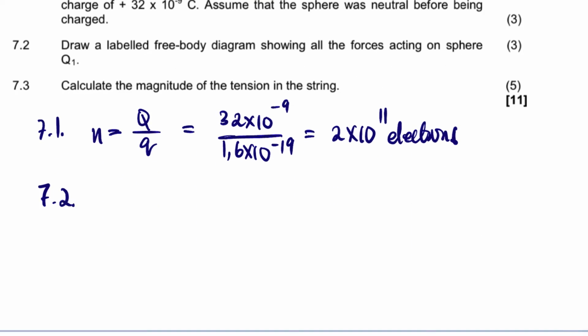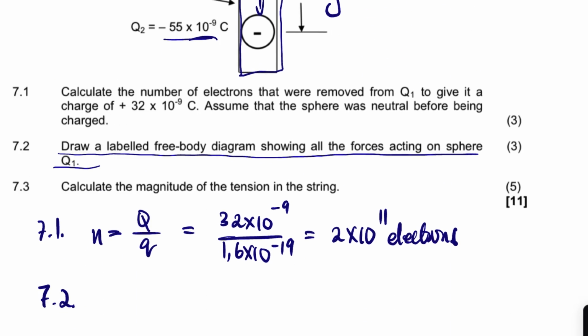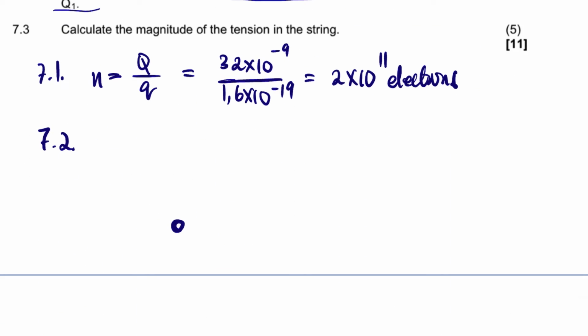Then 7.2, it says draw a labelled free body diagram showing all the forces acting on sphere Q1. As I've mentioned, guys, on sphere Q1 there's a tension force that is going up, and then there's an electrostatic force that is going down. Okay, I think I exaggerated that. There's an electrostatic force that is going down, and there's a gravitational force.